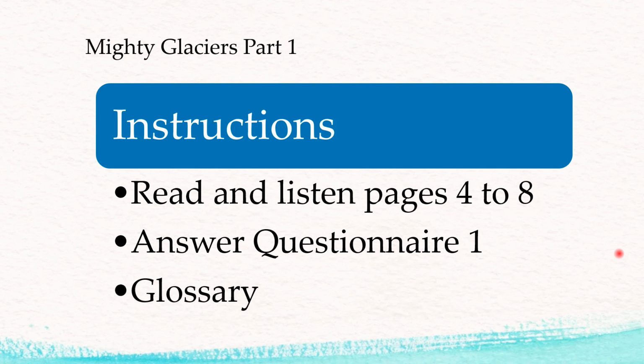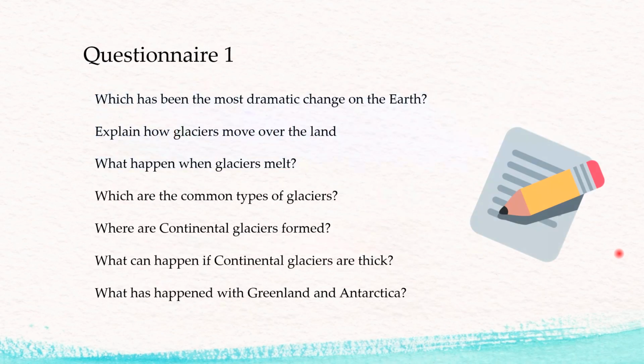Now let's go to check the questionnaire. Which has the most dramatic change on the Earth? Explain how glaciers move over the land. What happens when glaciers melt? Which are the common types of glaciers? Where are continental glaciers formed? What can happen if continental glaciers are thick? What has happened with Greenland and Antarctica?